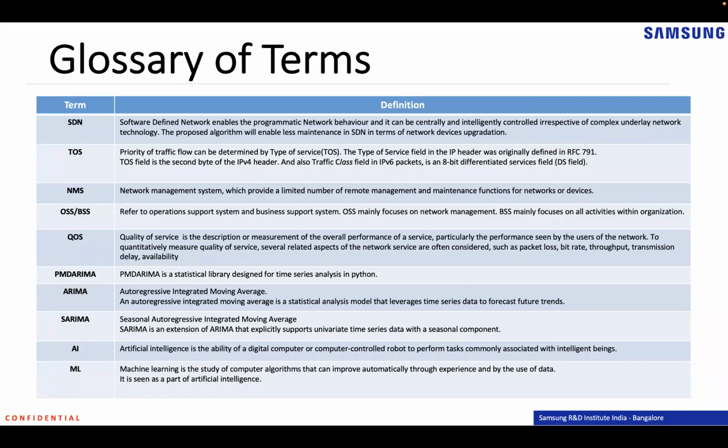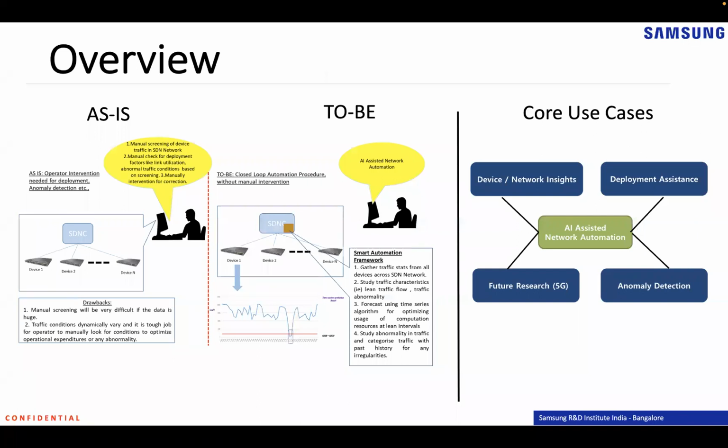This is a glossary of terms. I'm skipping this. So, going on to the overview. This slide shows the existing art, the as-is. The operator has to manually screen device traffic for link utilization, abnormality, etc., and has to do correction if required. All this procedure involves hardship, like the operator has to deploy operational personnel throughout the day and even in odd hours. What we are proposing, on the right-hand side, is to solve this operator hardship by automating the entire manual screening with AI-assisted traffic prediction.